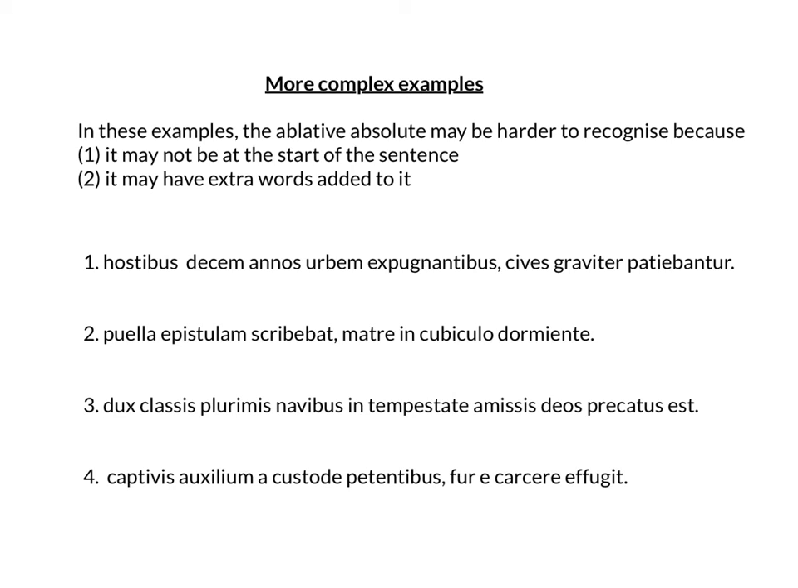Remember, we're looking for two words which are both in the ablative case, usually a noun and a participle. Well, in the first sentence, we have hostibus and expugnantibus. In the second, it's matre and dormiente. In the third, there are 3 words to pick out: plurimis, navibus, and amissis. So our ablative absolute is right in the middle of the sentence. And in the last one, it's captivis and petentibus.